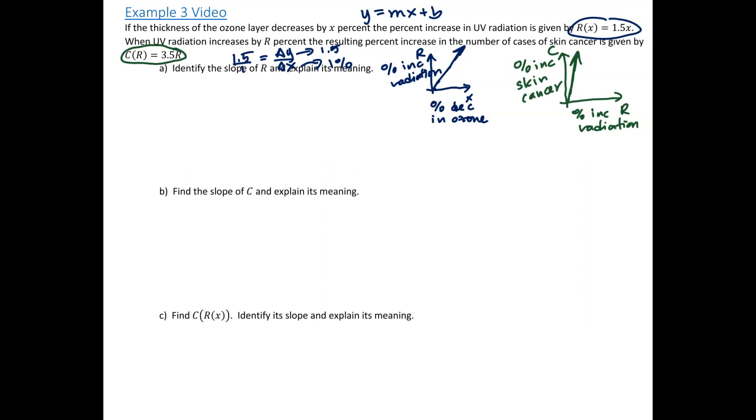Okay, so very similar for part B. Part B, we're going to refer to the green graph. We want to find the slope and explain its meaning. So again, looking back up at the green function, the slope is 3.5, and I'm going to put that over 1 again because that's change in y over change in x, or I guess it can be even more clear. For us, our y values are c, so that's change in c over change in r. So c is the percent increase in skin cancer, and r is the percent increase in UV radiation.